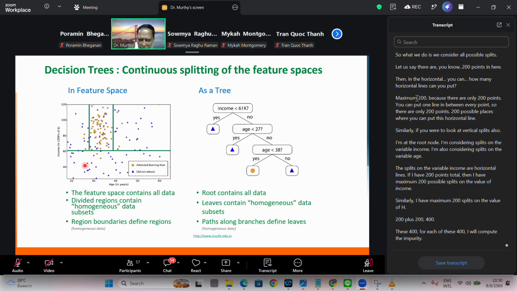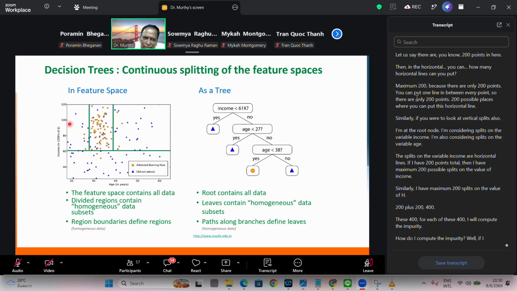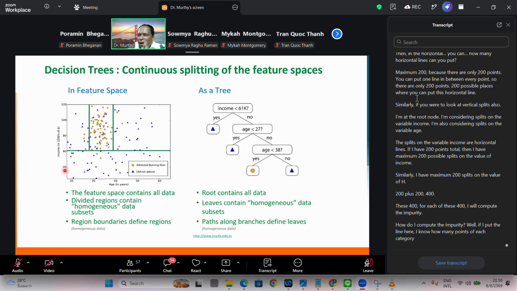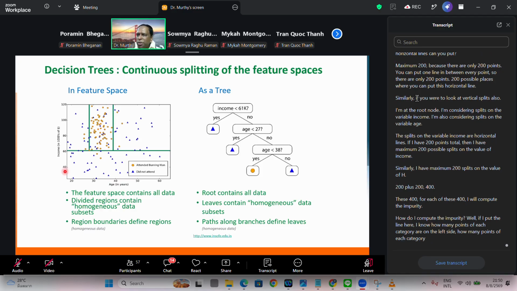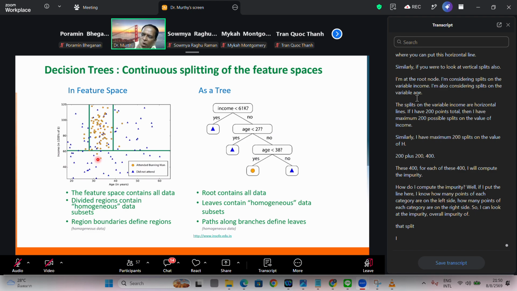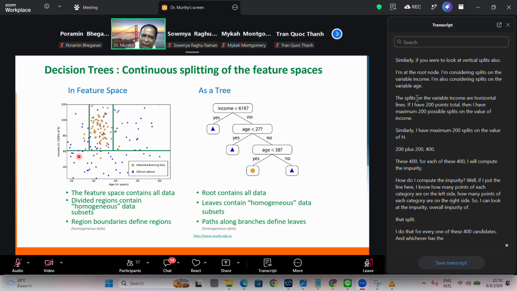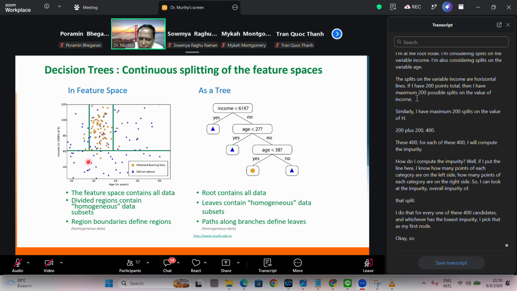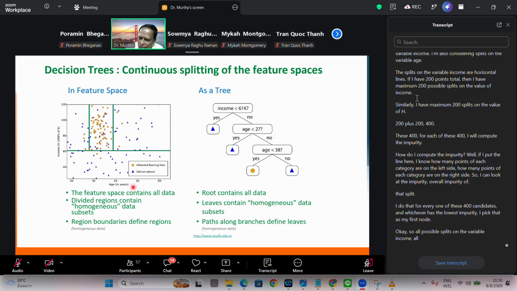How do I compute the impurity? Well, if I put the line here, I know how many points of each category are on the left side, how many points of each category are on the right side. So I can look at the overall impurity of that split. I do that for every one of these 400 candidates. And whichever has the lowest impurity, I pick that as my first node. Okay. So all possible splits on the variable income, all possible splits on the variable age.